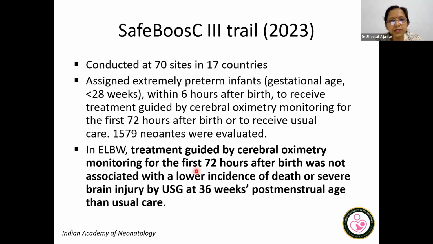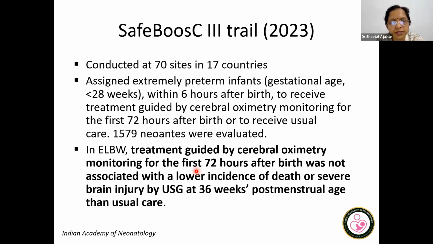So the SafeBoosC-III trial, which happened in 2023, was conducted in 70 sites in 17 countries, and it assigned extremely preterm babies of less than 28 weeks, within 6 hours of birth, to receive treatment guided by cerebral oximetry monitoring for the first 72 hours, or to receive usual care. So 1579 infants were evaluated. In the extremely preterm babies, treatment guided by cerebral oximetry monitoring for the first 72 hours after birth was not associated with a lower incidence of death or severe brain injury at 36 weeks PMA.